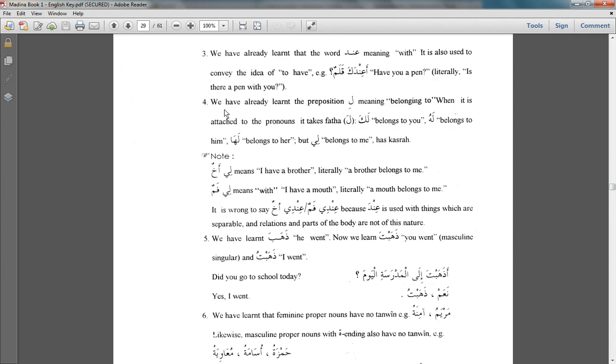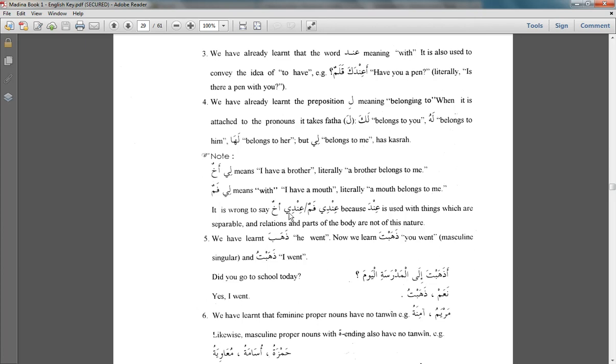We have already learned that the preposition li means belonging to. When it is attached to the pronoun, it takes fatha, like laka belonging to you, lahu belonging to him, laha belonging to her, but li, belonging to me, has a kasra. Li akhun means I have a brother. Literally, a brother belongs to me. Li famun means I have a mouth. Literally, a mouth belongs to me.